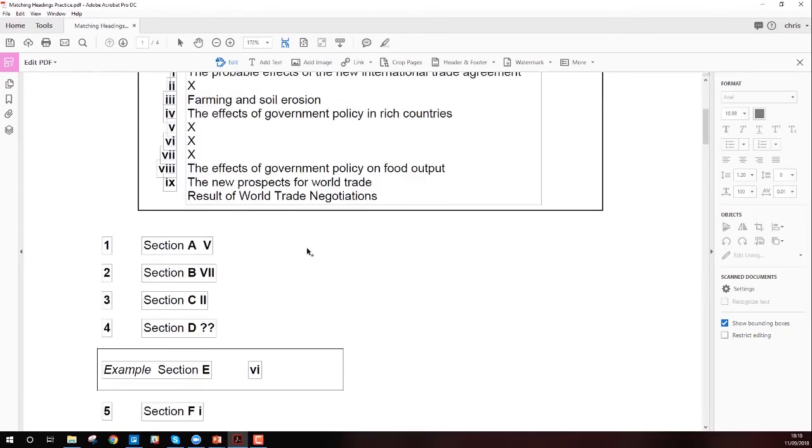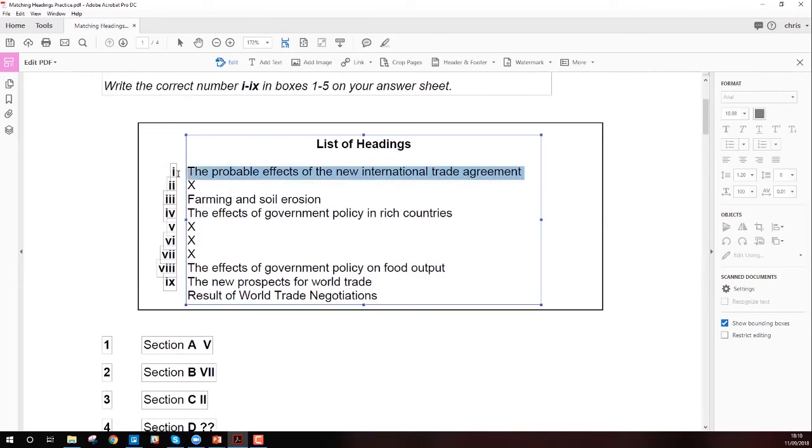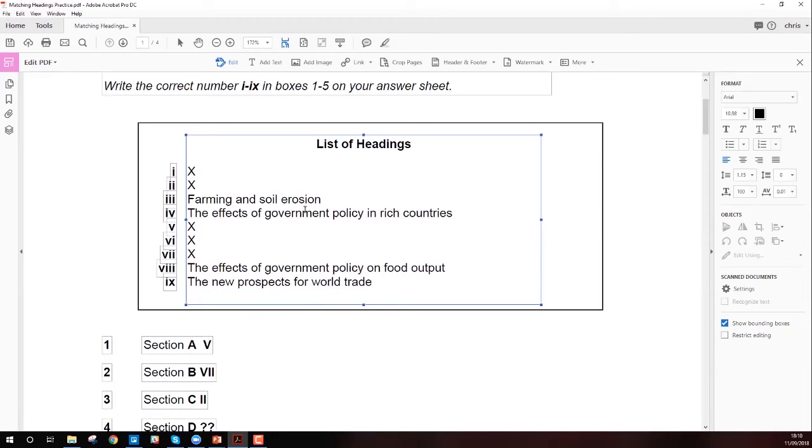And then we go back, so we delete this one. You obviously won't be able to delete this in the real test, but you can make some sort of mark to show you could delete it. Don't delete it completely, because you might make a mistake and you need to read it later. So this means that we're left with 4 things: farming and soil erosion, effects of government policy in rich countries, the effects of government policy on food output, the new prospects for world trade.